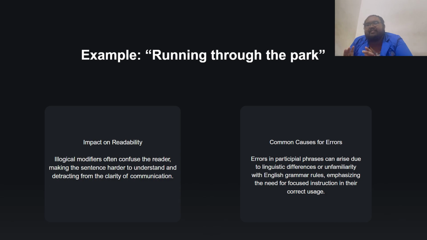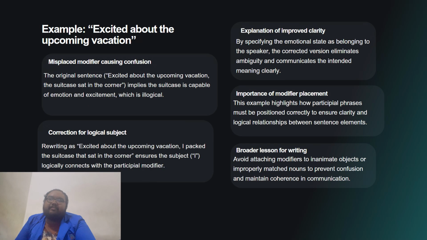Impact on readability. Illogical modifiers often confuse the reader, making the sentence harder to understand and detracting from clarity of communication. Common cause for errors. Errors in participial placement can arise due to linguistic differences or unfamiliarity with English grammar rules, emphasizing the need for focused instruction in their correct usage.